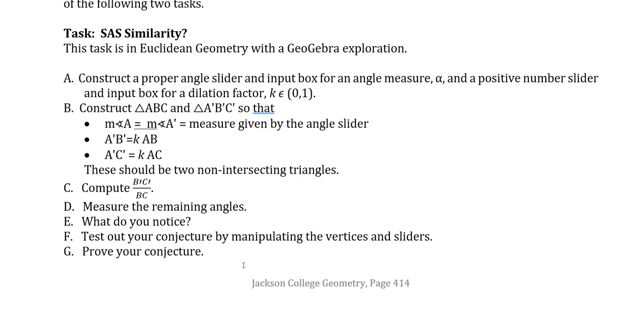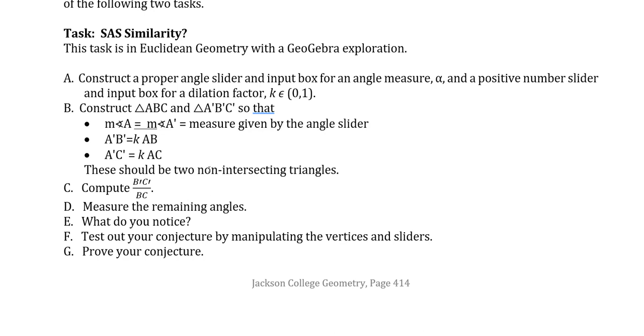You could actually make it bigger if you want. This just needs to be bigger than 0. Construct a triangle ABC and a triangle A prime B prime C prime so that the measure of angle A equals the measure of angle A prime, and that's the measure given by the angle slider. Make A prime B prime K times AB and A prime C prime K times AC. This should be just two separate triangles, not sharing any parts or any points necessarily.